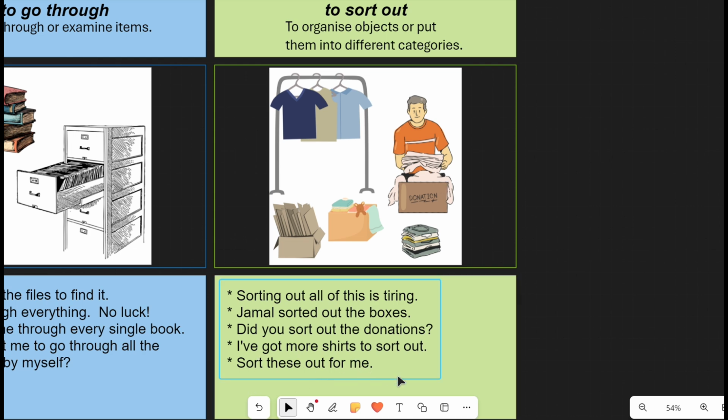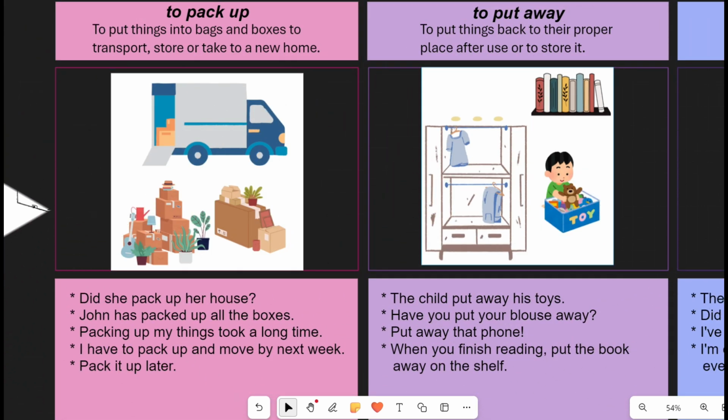Sort these out for me. Now this is an instruction. Sort these out for me. To pack up. To put things into bags and boxes to transport, store, or take to a new home.